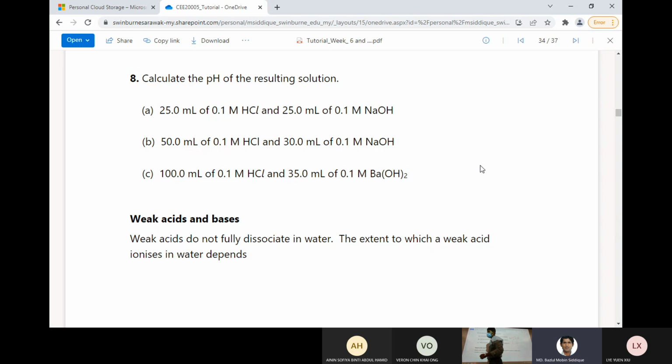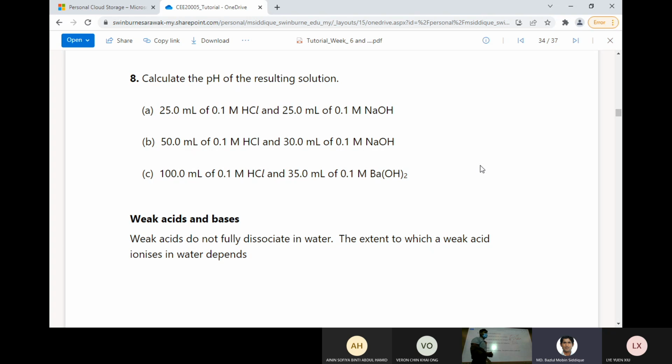So what will be the volume of the solution? 25 plus 25 is 50. It will become double. 25 milliliter of 0.1 molar HCl and 25 milliliter of 0.1 molar sodium hydroxide, mixed together. What is the pH of the resulting solution?